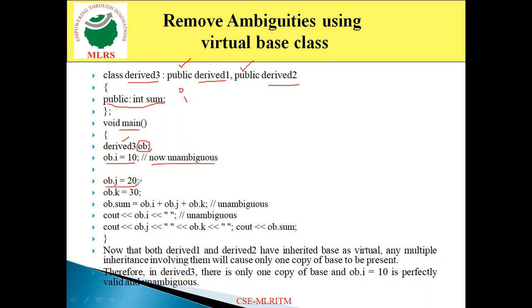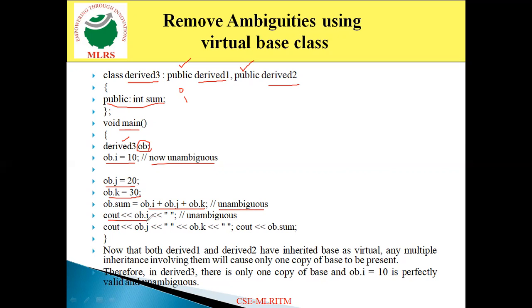Then ob.j is equal to 20 and ob.k is equal to 30. There is no ambiguity, it is perfect. And then I perform the addition: ob.sum is equal to ob.i plus ob.j plus ob.k. Here also there is no ambiguity, so it is also a perfect statement.